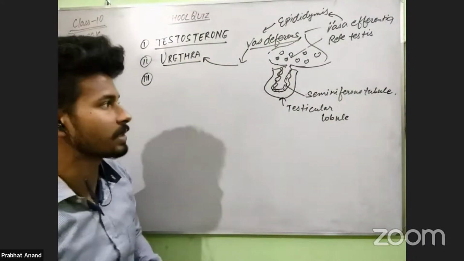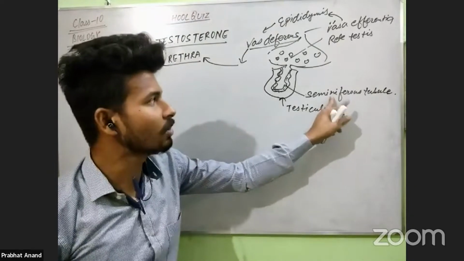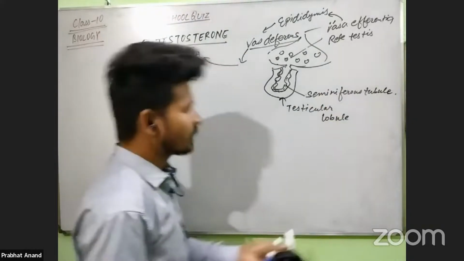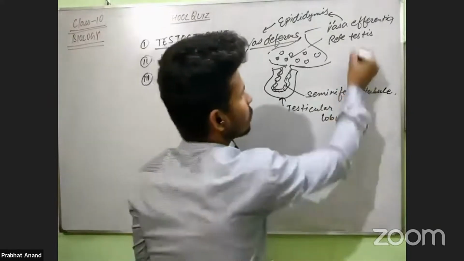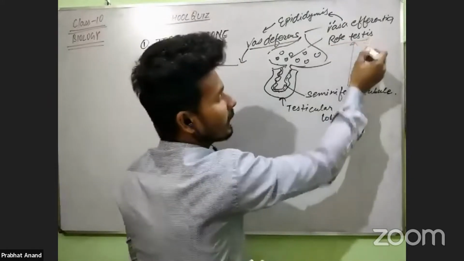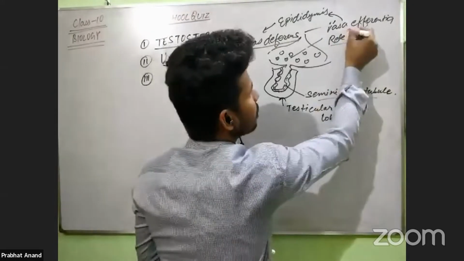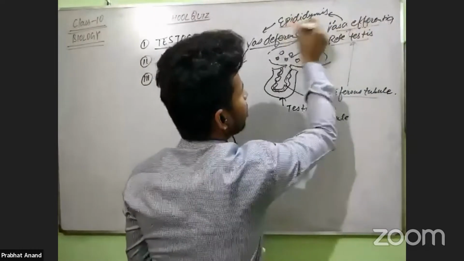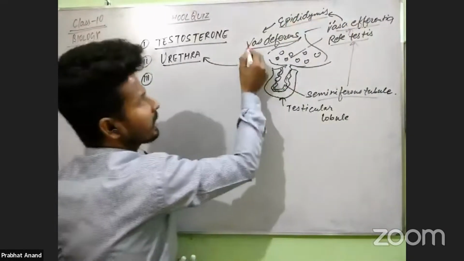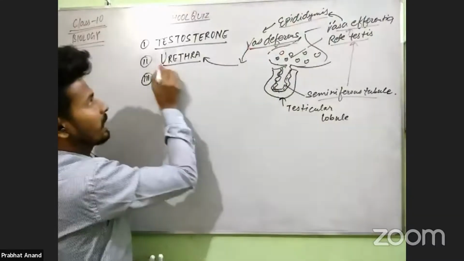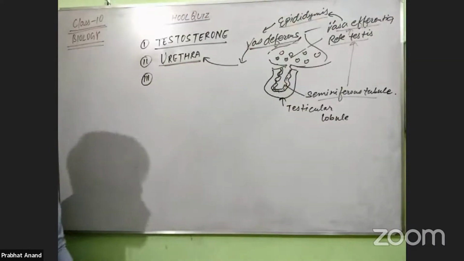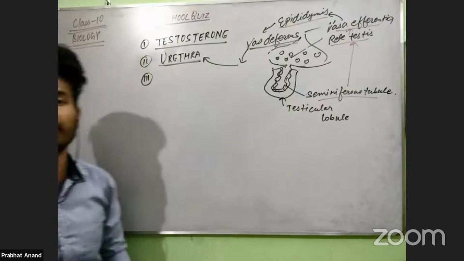This is the sequence. It starts from the seminiferous tubule, and then it goes into the rete testis, and then into the vasa efferentia, and then into the epididymis, and then into the vas deferens, and then lastly it comes out from our body through the urethral opening.